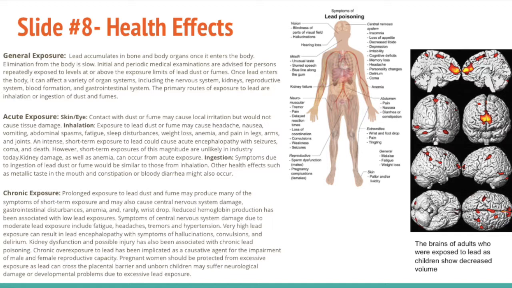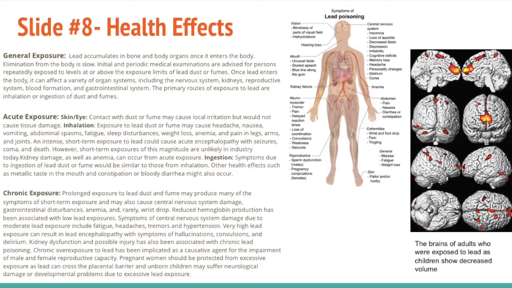lead dust or fumes. Once lead enters the body, it can affect a variety of organ systems, including the nervous system, kidneys, reproductive system, blood formation, and gastrointestinal system. The primary routes of exposure to lead are inhalation or ingestion of dust and fumes.